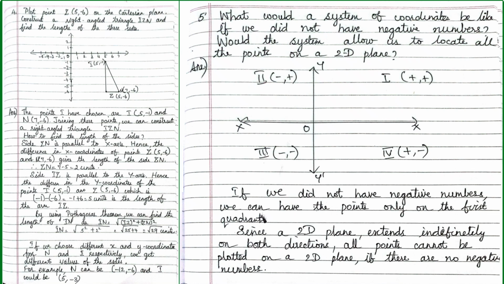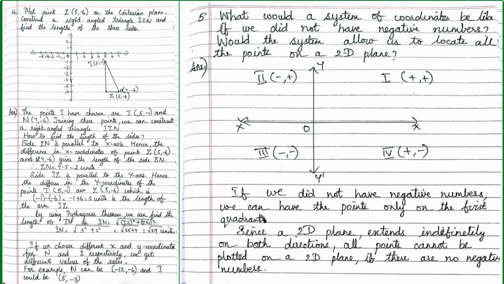Now the question is, how do we find the length of the sides? This particular construct of the triangle is very simple, wherein I have just constructed a right angle triangle with two sides, one of which is parallel to the x-axis and one of which is parallel to the y-axis. The side which is parallel to the y-axis is ZI. So the difference between the y coordinates will give the length of the side ZI. ZN is parallel to the x-axis, so the difference between the x-coordinates of Z and N will give the length of the side ZN.